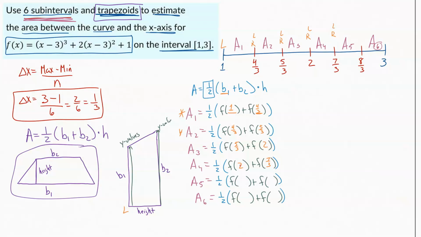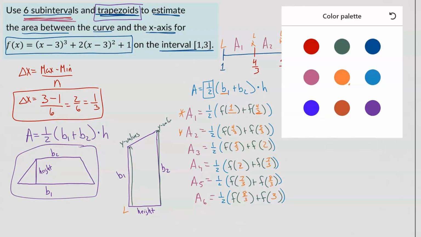You'll notice that these things connect, right? The left side and the right side. So ideally once you do a calculation for one of them, you'll get the calculation for the next one. So then 7/3 and 8/3. And then on our very last A6 here, there's our left side, there's our right side. So then this would be 8/3 and then plugging in 3. So that's just our base 1 and our base 2.